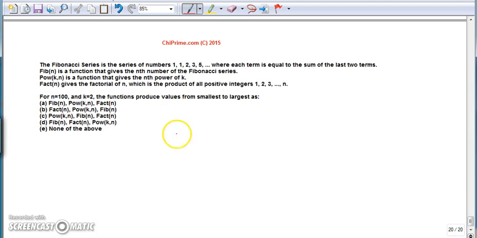Alright, so let's begin. Here you're given three functions, fib of n, which gives the nth Fibonacci number. The Fibonacci series starts with 1, 1, 2, 3, 5, and so on, where each number of the series is the sum of the previous two numbers of the series. You're given a function pow of k, n, which returns the nth power of the number k, and the third function fact of n, which gives the factorial of n.